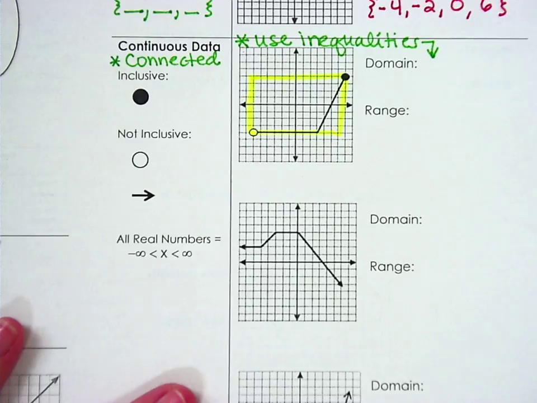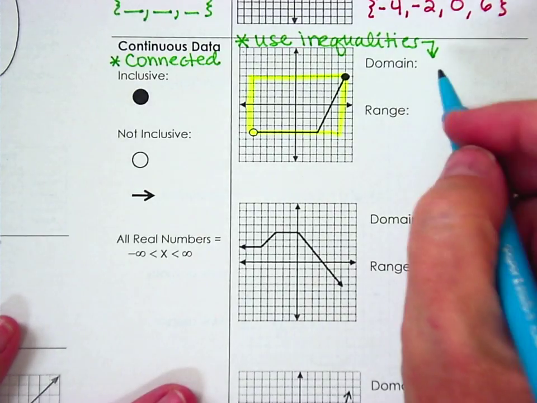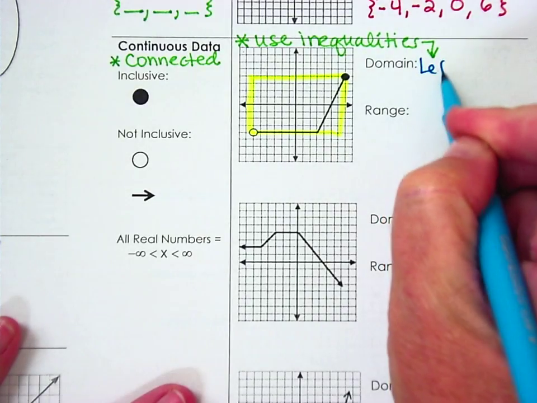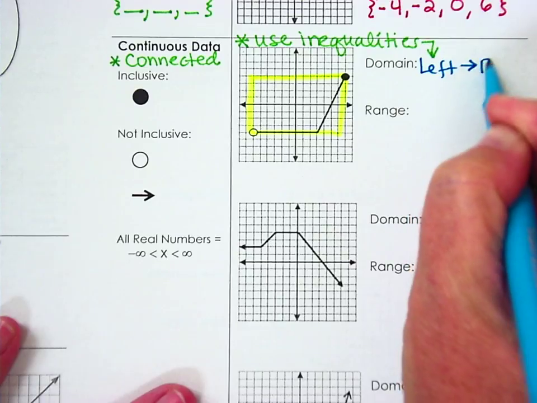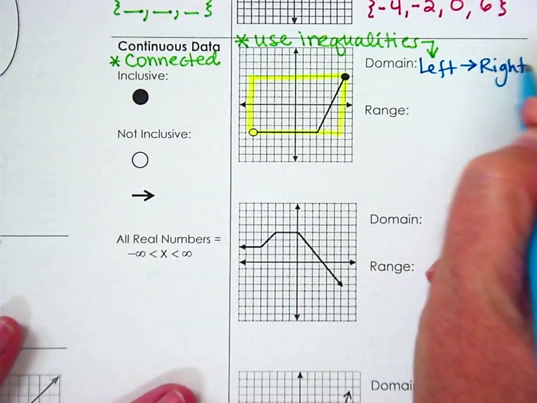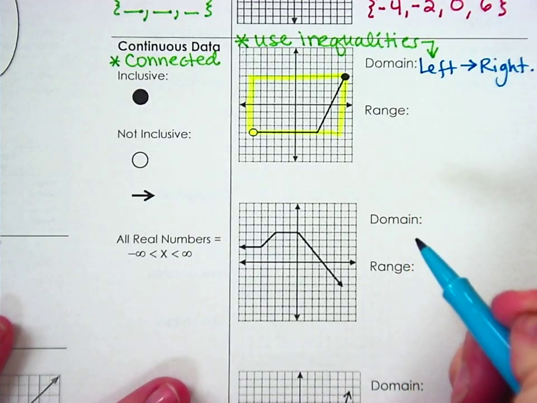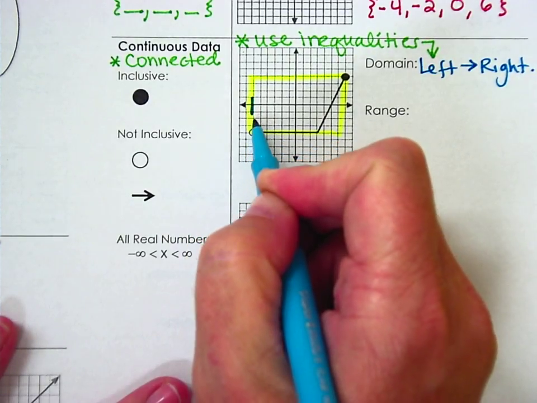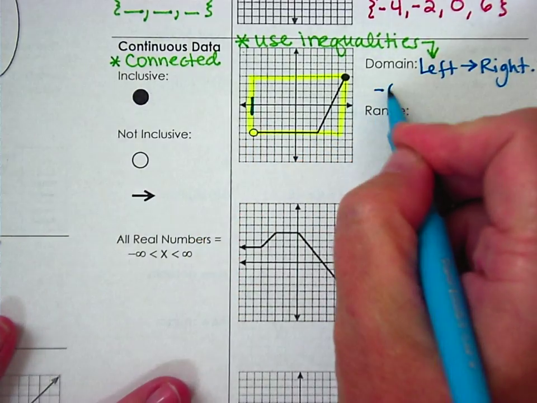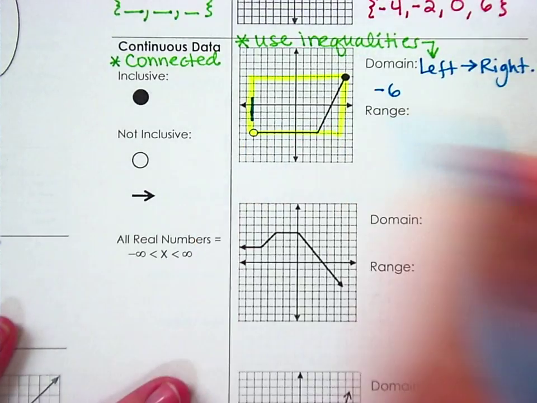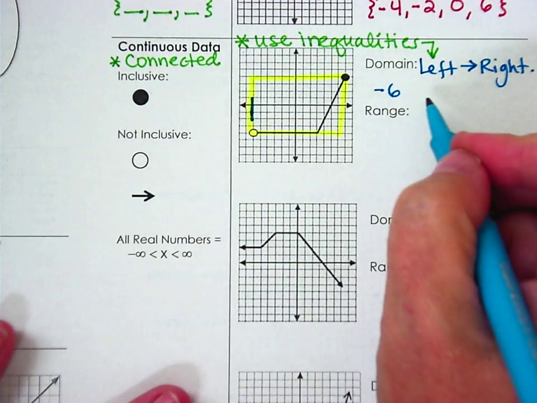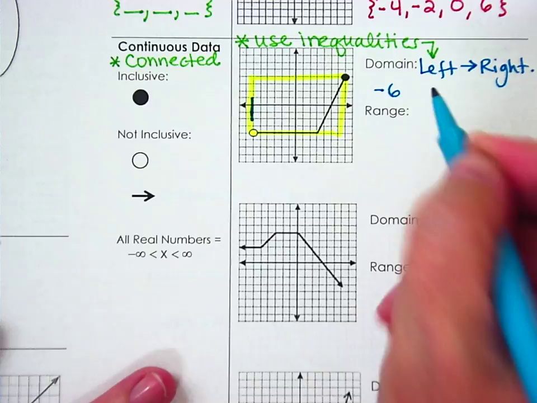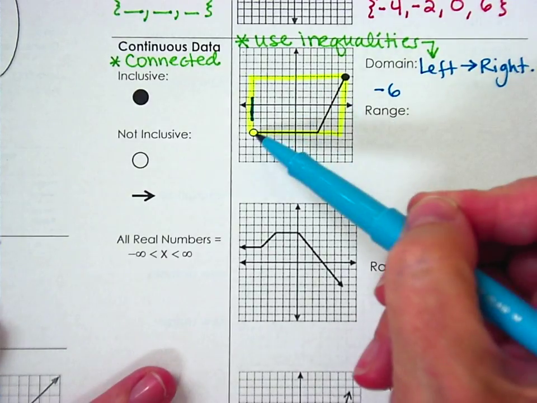Now, when I list out my domain, I'm going to work from left to right. Starting all the way to the left, I notice that the furthest left this graph goes is -6. Now, we're going to use an inequality in here, and I have to decide what type of inequality. So I look at the endpoint.